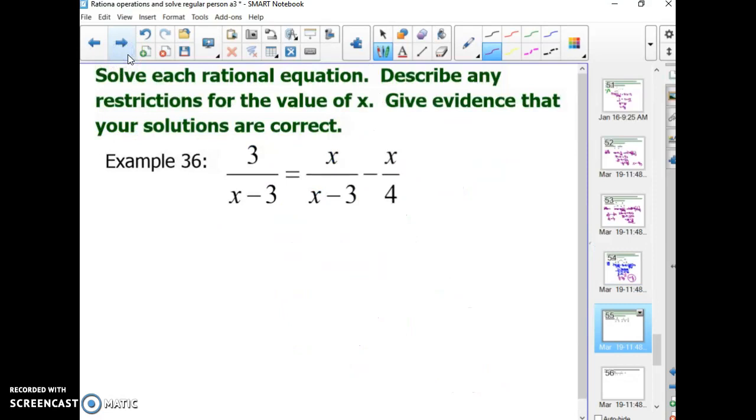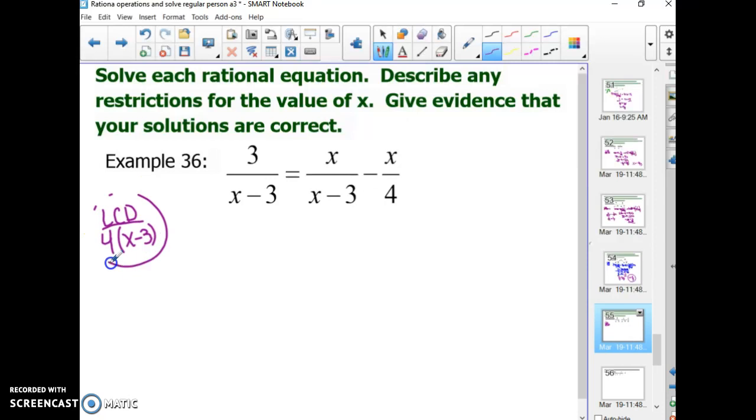All right, example 36. I need to get a least common denominator. On this side, I have an x minus 3, which looks good. When I look at this, it is equal to x over x minus 3. So these two have the same thing on the bottom, so for sure that needs to be in the least common denominator. But over here I have this thing called 4. So I'm also going to need a 4.